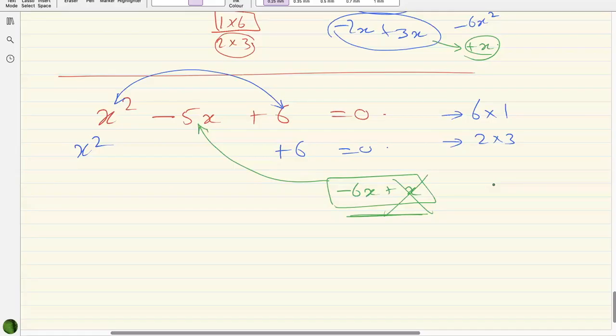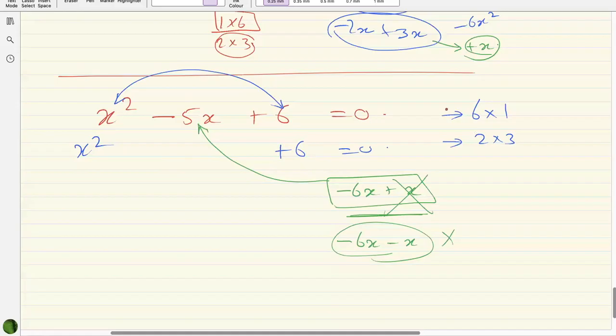Negative 6x plus negative, wait, no. Negative x plus negative 6x. Still no. We'll take a break. Just have a look at this last one.